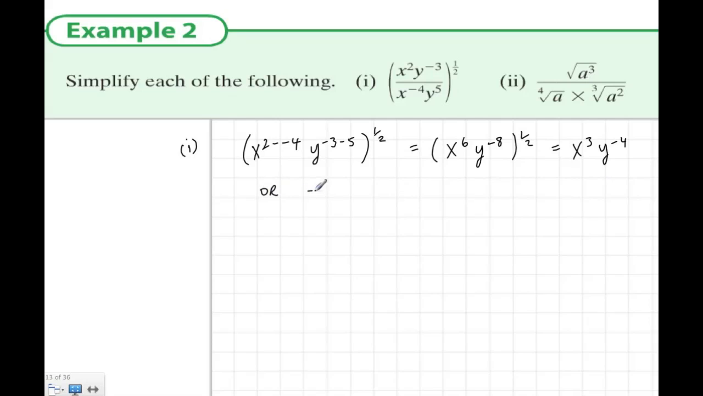Now since it's minus 4, we could write this y underneath the line as y to the power of 4. And that's maybe the neatest way of writing the answer.